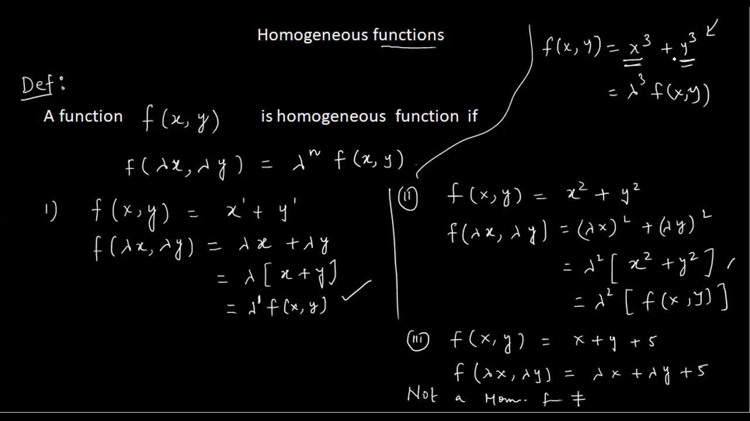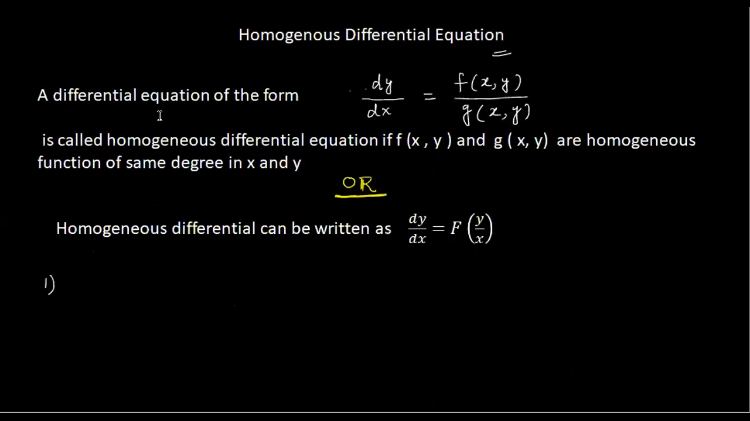Now let us understand what is a homogeneous differential equation. A differential equation of the form dy over dx equals f of x, y over g of x, y is called a homogeneous equation if f of x, y and g of x, y are homogeneous functions of the same degree in x and y. Otherwise, we can say a homogeneous differential equation can be written as dy over dx equals f of y over x. Let us understand through an example.